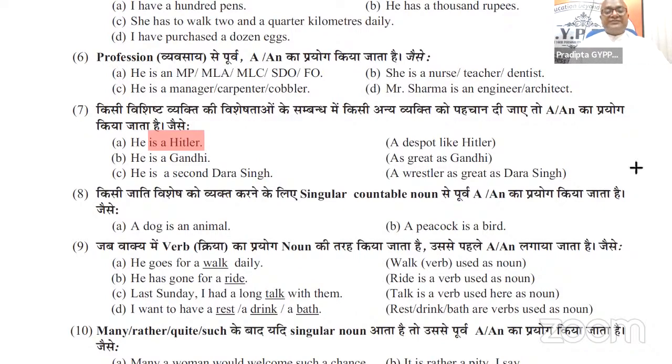So we say he's a despot. So he is a Hitler, right? He's a Gandhi. He's a second Dara Singh. Clear? He's the second Sachin. Can you make a sentence like that? So he is Solomon. He's a Solomon.